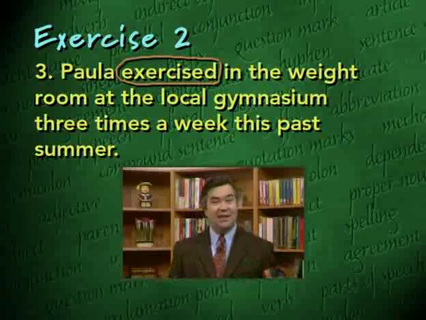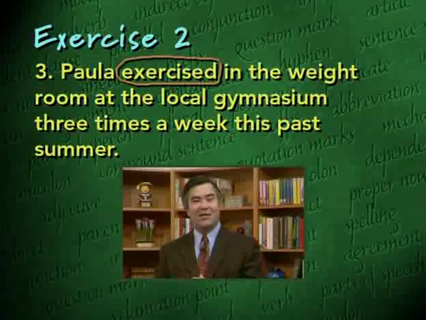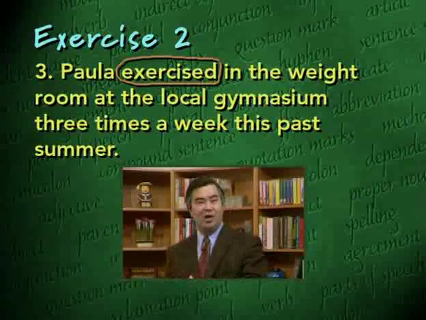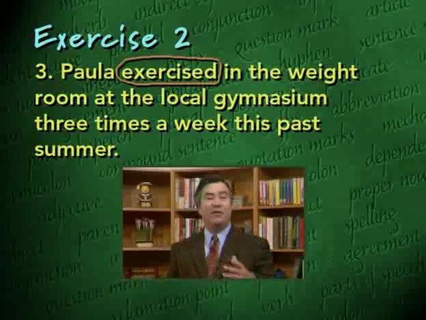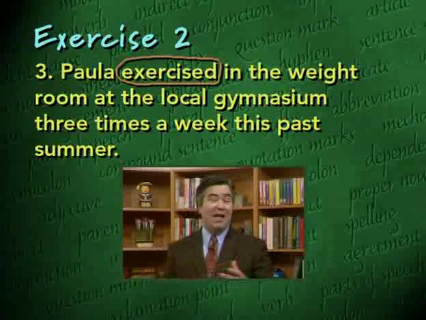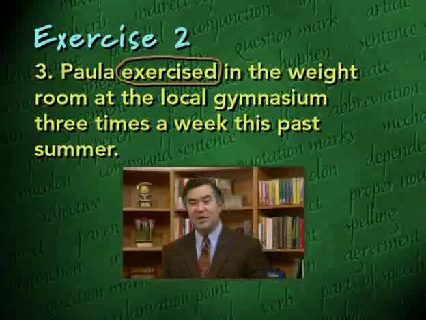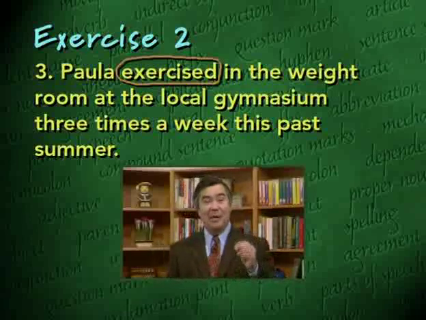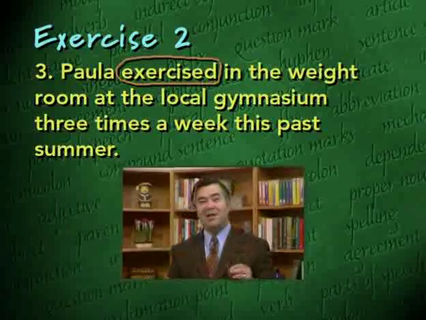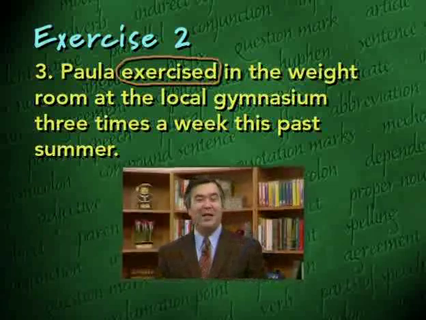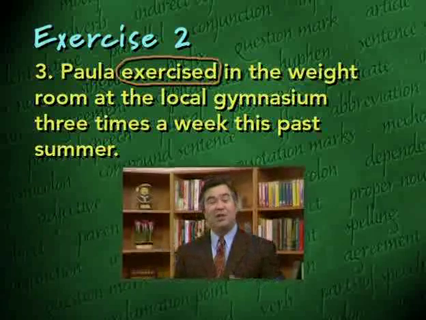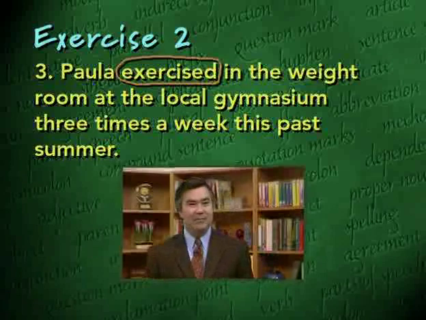Paula exercised, and the action ends with the word exercised. All the other words in the sentence give more information about how and where and when she did the exercising, but they do not receive the action of the exercising. Therefore, there is no direct object for the verb exercised in this sentence. Remember, that means that the verb exercised is an intransitive verb. It doesn't have a direct object which receives the action.